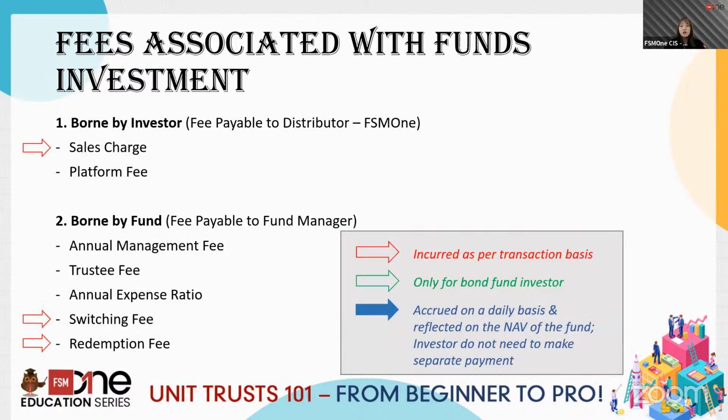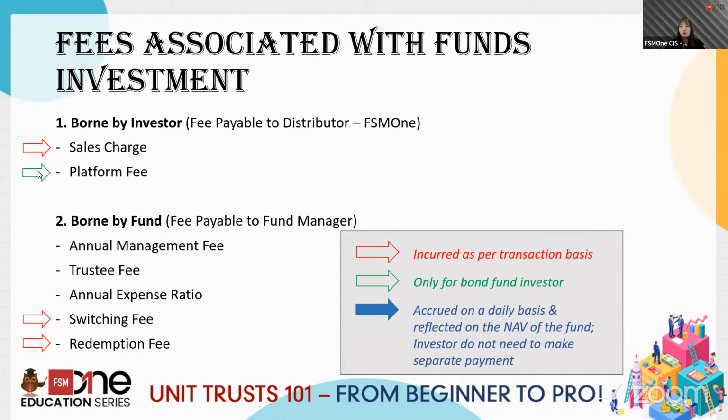You can see from the arrows in red color here, which are pointing to sales charge, switching fee, and also redemption fee, that they are incurred on a per transaction basis, meaning that every time you do a new purchase of the unit trust or you do a top up, it is incurred on a per transaction basis only.